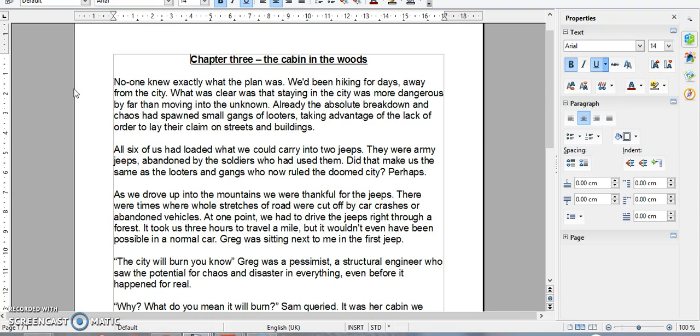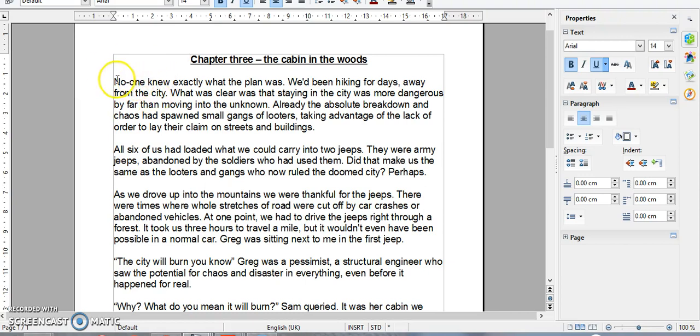We are going to look at whether it's third person or third person. We are going to look at whether the author uses dialogue or not, and also any other ways in which the author gets us engaged and structures it for us.